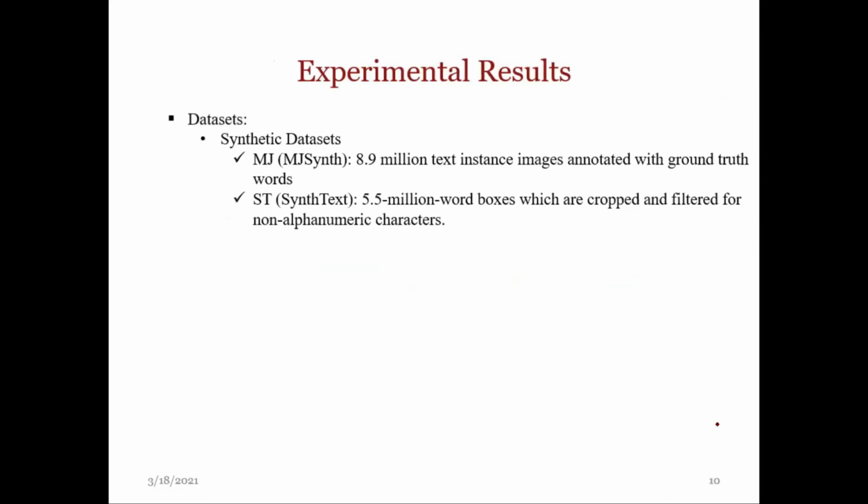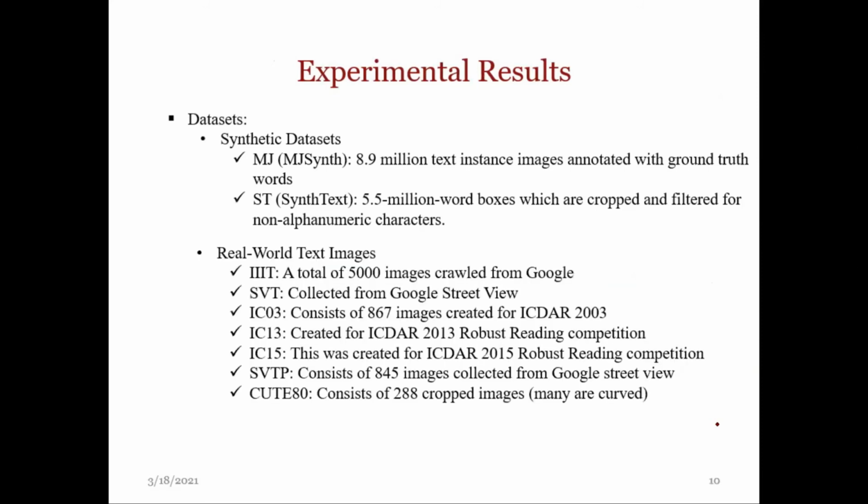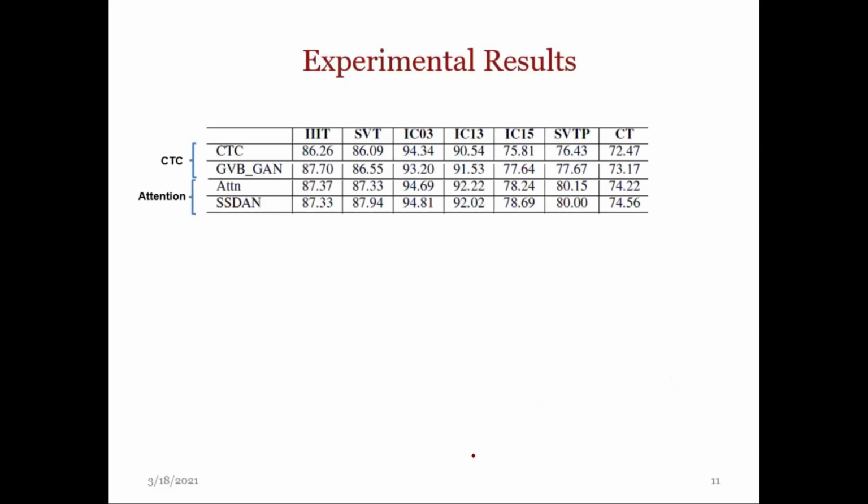So in our experiment, we use different data sets. Two of the synthetic data sets we use are MJ and ST. These are the two most popular synthetic data sets we use for the training. And we also use several real world text data sets, the IIIT, SVT. These are all very popular ones. And the last one is called CUTE80, a data set consisting of very cropped, and many of them curved, text images for our evaluation. Also we use the IAM. IAM actually is a handwritten text image data set, and we use the cropped images from this data set. We also test our proposed approach.